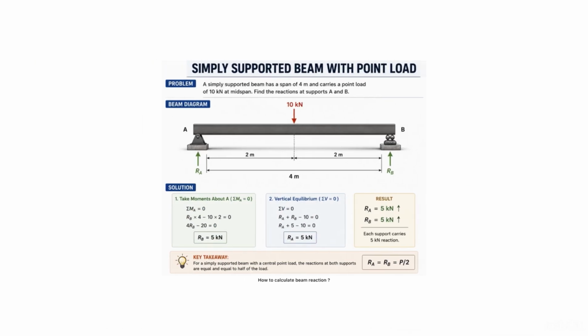How to calculate beam reaction? Let's understand with an example. Take a simply supported beam with a 4-meter span and a 10 kN point load right at the center. To find the reactions, we use the basic rules of static equilibrium.